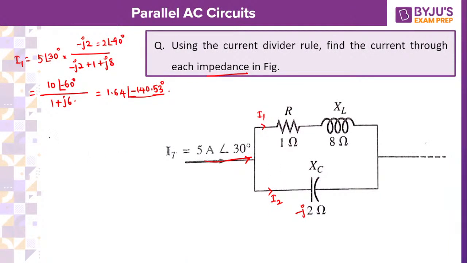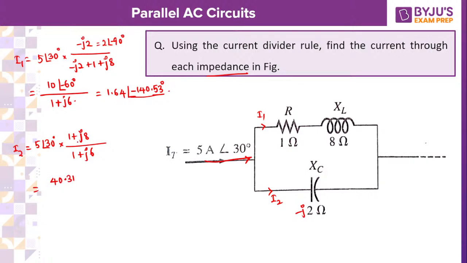Current flowing through capacitive reactance. Can you tell me what is the current flowing through capacitive reactance? I2 is equal to entering current, that is 5 at an angle 30, into the opposite impedance, this branch impedance, that is 1 plus J8, divided by, as we have already done, minus J2 plus 1 plus J8, you are going to get 1 plus J6. So 8 square plus 1 square, that will be 64 plus 1, 65, root 65, 8.06. 8.06 into 5, I am getting around magnitude as 40.31, numerator magnitude.